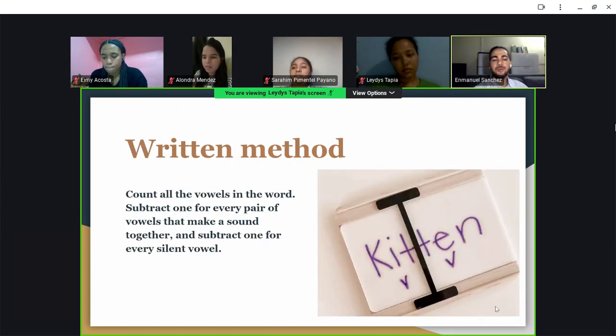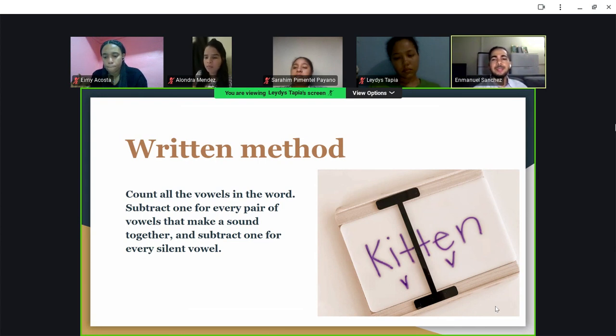That method is that you're going to write down the word that you are going to be dividing, and you subtract every pair of vowels that makes it sound together, and you subtract one for every silent vowel. For example, the one on the screen, you see chicken has two vowels, and you will see that it has two sounds, chip and turn, chicken.